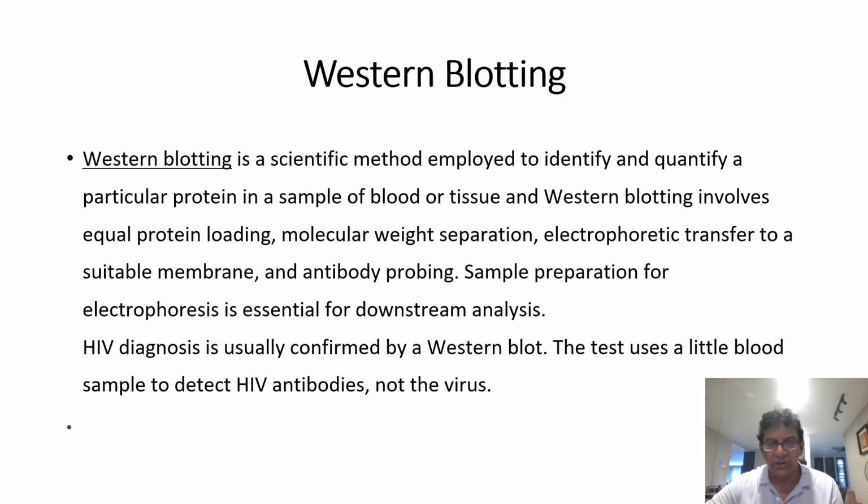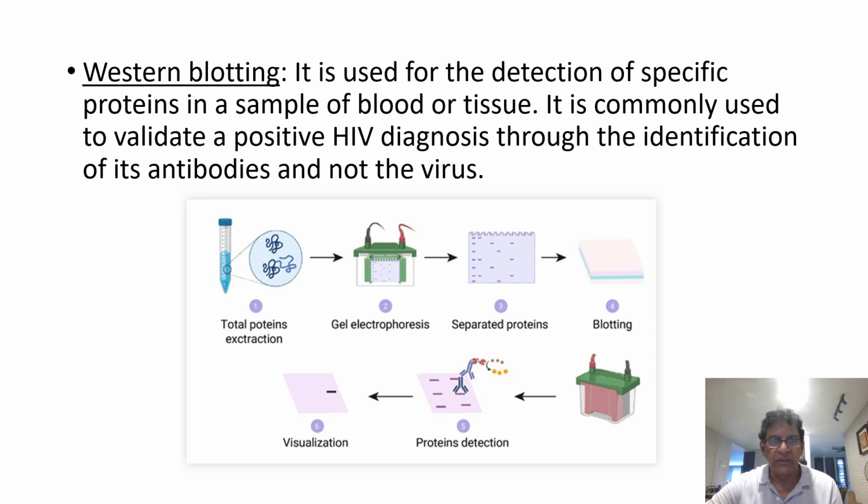HIV diagnosis is usually confirmed by a Western blot. The test uses a small blood sample to detect HIV antibodies, but not the viruses. So the Western blotting method is used to detect specific proteins from a sample of blood or tissues. It's commonly used to validate HIV diagnosis through the identification of the antibodies only, not the viruses. If you look at the diagram, the total protein extraction is put into a tube and then gel electrophoresis separates out the proteins, then blotting is done, and the proteins are detected and visualized.